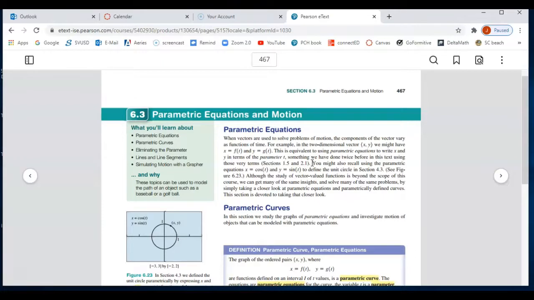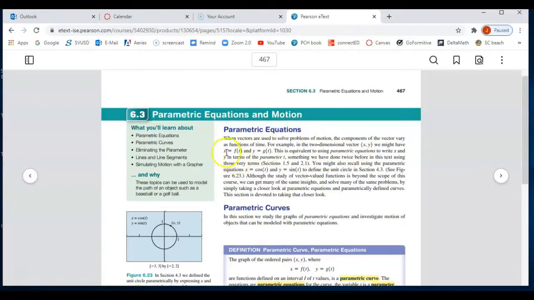So it's talking about these vectors used to solve problems of motion. And the issue is when you have a two-dimensional vector like this, where x represents the horizontal component and y represents the vertical component, in motion problems, vectors vary as functions of time. In other words, this is some function of time in the horizontal direction, and this is some function of time in the vertical direction. The issue is time can affect each component in a different way. So it's not just one function of time that represents both components. They can be affected differently.